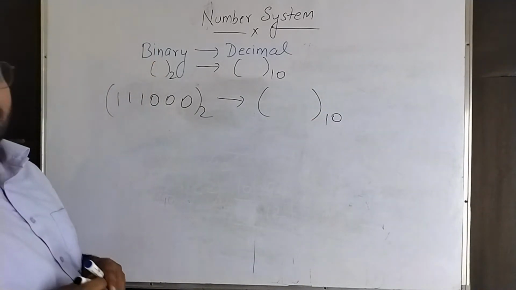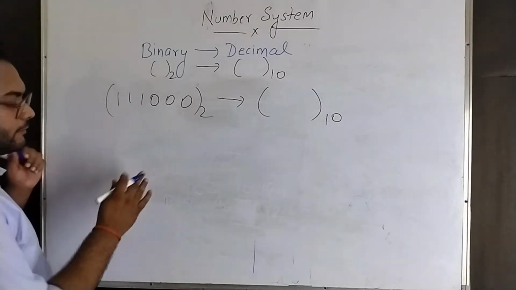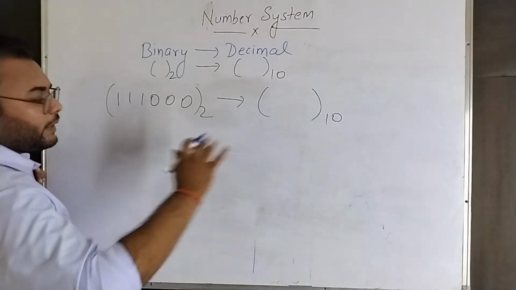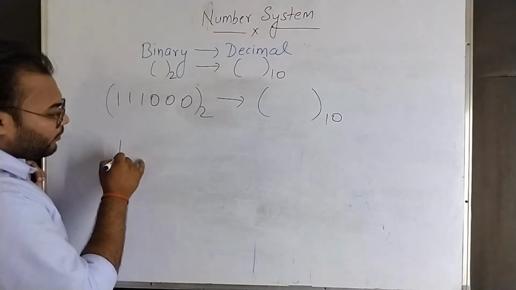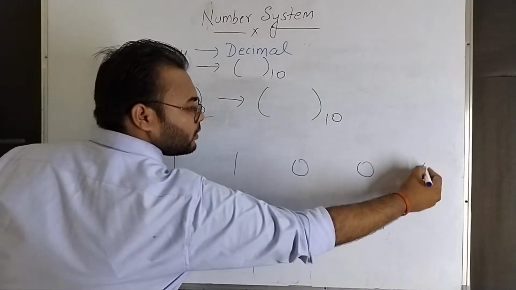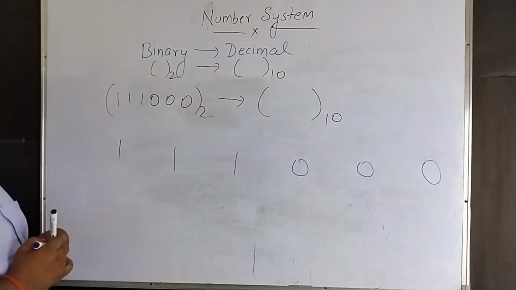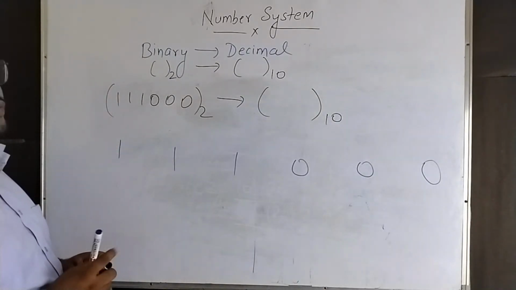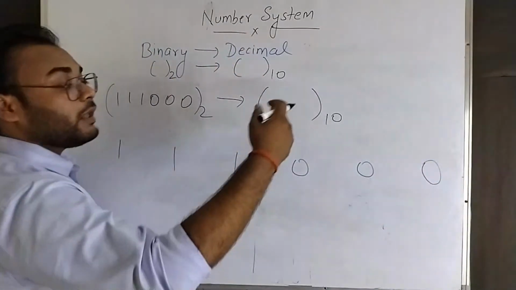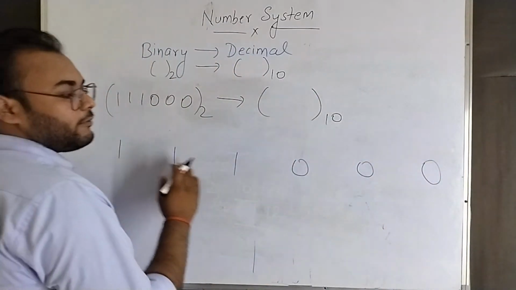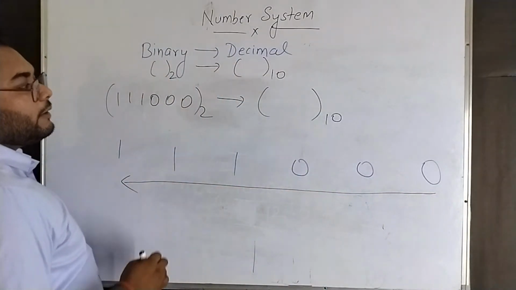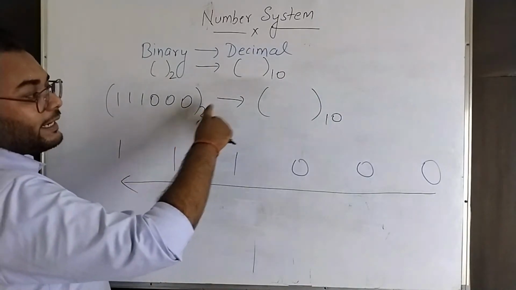How are we going to convert? I am telling you how we are going to convert. Let's see. First, we are going to write the number in boxes: 1 1 1 0 0 and this is 0. Clear? Now the first thing we are going to do is mark from the right hand side to the left hand side, like this. And we have to convert from binary to decimal.